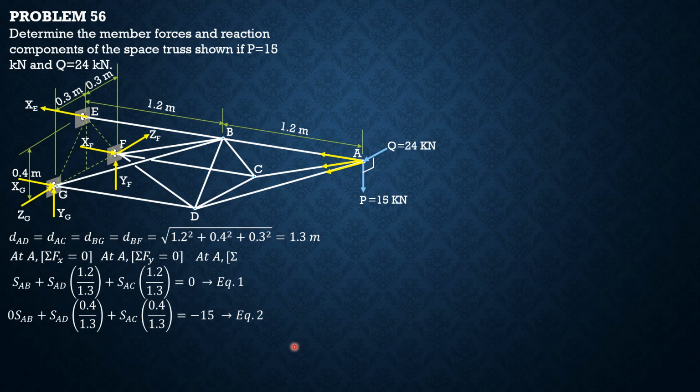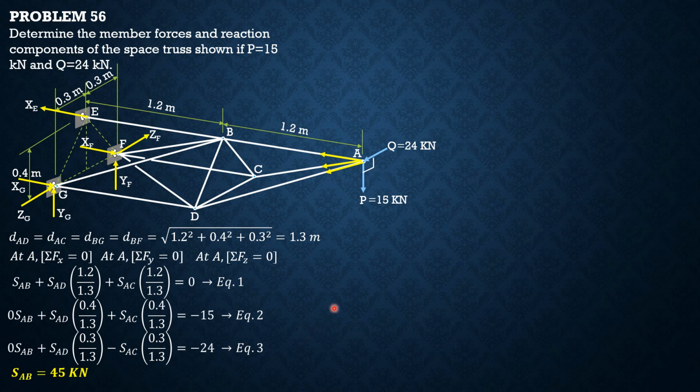And summation of forces along Z equals 0, forward positive. So again, AB has 0 Z component, plus SAD times 0.3 over 1.3 minus SAC times 0.3 over 1.3 plus 24 equals 0, or equals negative 24, equation 3. So solving equations 1, 2, and 3 simultaneously, we have SAB equals 45 kilonewtons, SAD equals negative 76.375 kilonewtons, and SAC is equal to 27.625 kilonewtons.